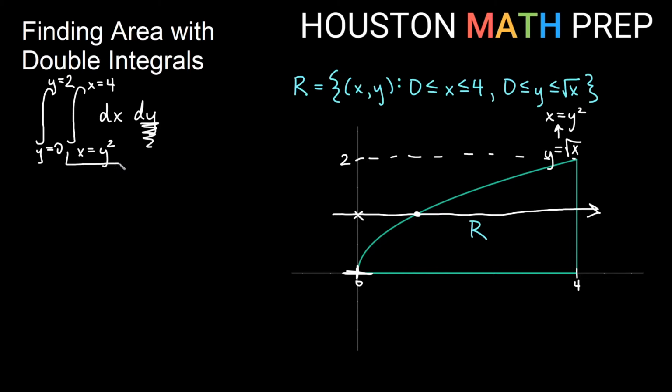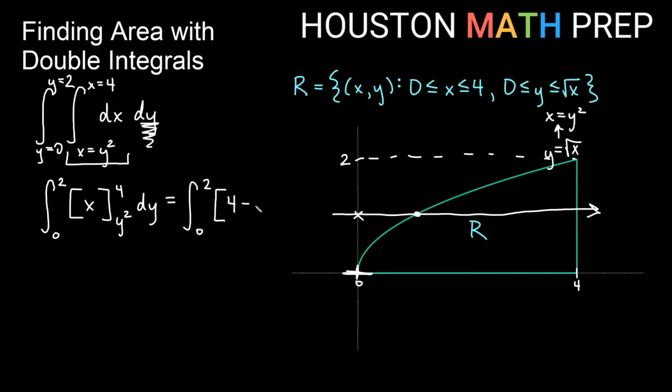Okay, let's go ahead and do our inside integral first. So if we integrate dx, let's leave our y integral alone. 0 to 2, integral dx will just be x. And we'll be plugging in from y squared to 4, and then evaluating dy. So plugging in our bounds, we'll get the integral from 0 to 2 of 4 minus, plugging in y squared, we just get 4 minus y squared, dy.